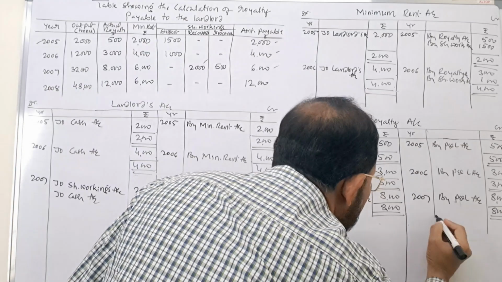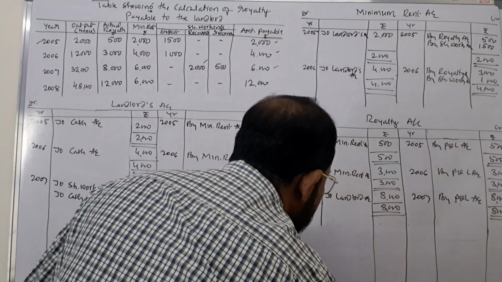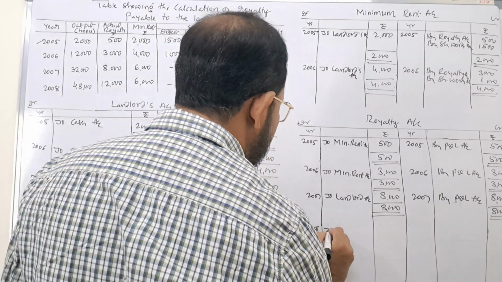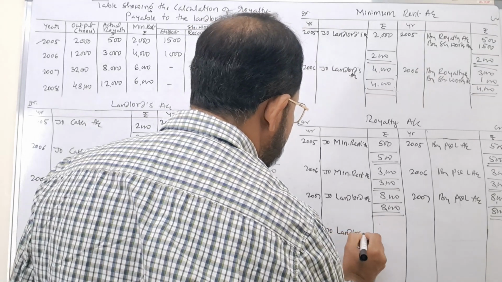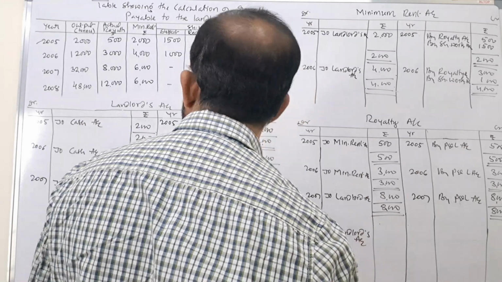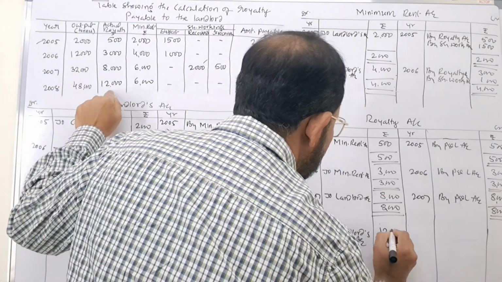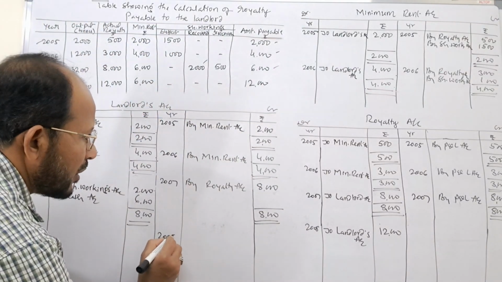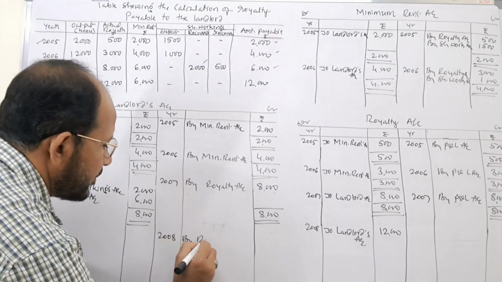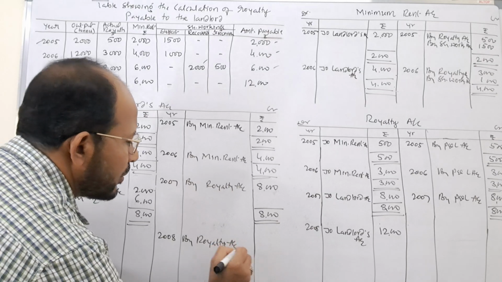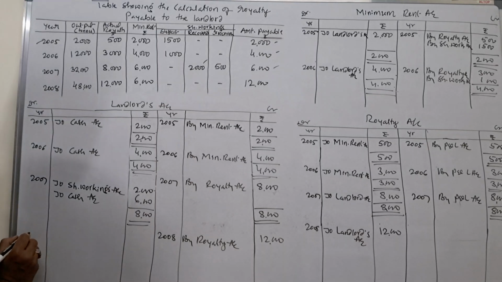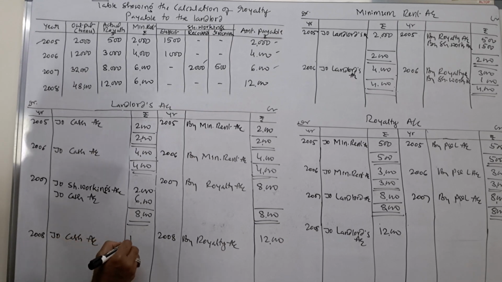Therefore, in the year 2008, royalty account is debited and landlord's account is to be credited with the amount of rupees 12,000. Actual amount of royalty, rupees 12,000. Here the same thing I am going to write here. The year 2008, by royalty account. By royalty account, what is the amount? Rupees 12,000. When cash is paid to the landlord, journal entry is landlord account is debited and cash account is credited, to cash account rupees 12,000.